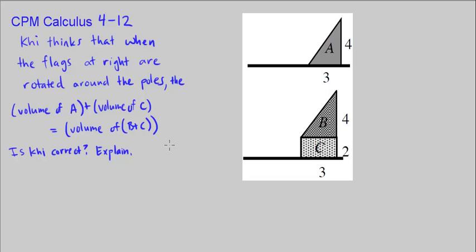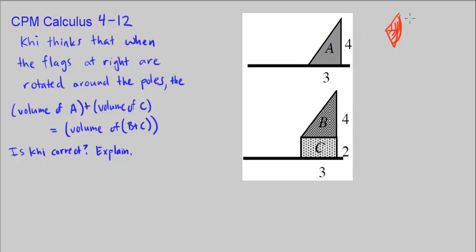Is Kai correct? Explain. Well, what we have to notice here is that region A rotated around the pole is going to give us a cone here, right? It's basically going all the way around and has this height.